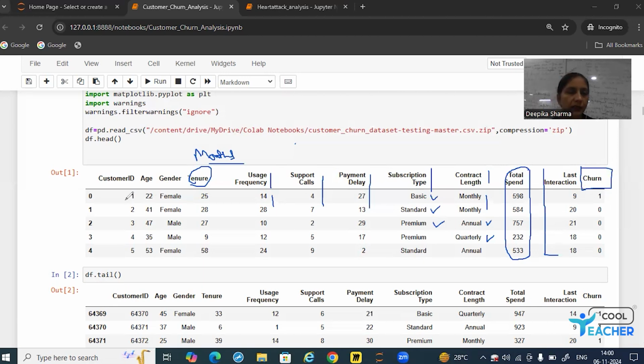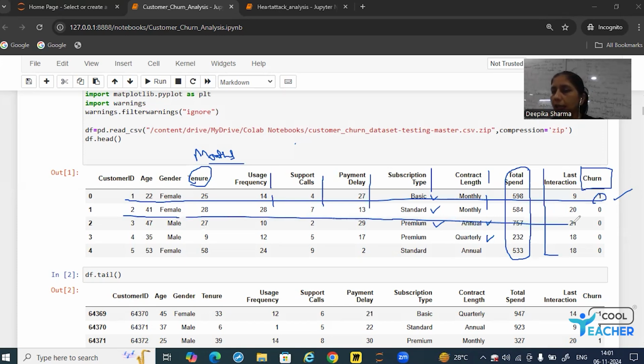Suppose this is customer ID 1. The customer is female, with the age of 22, and the churn is given as 1. It means this particular customer has left the subscription services. And suppose customer ID 2 is there, at the age of 41, gender female. This customer has taken the standard subscription type and the churn is 0.